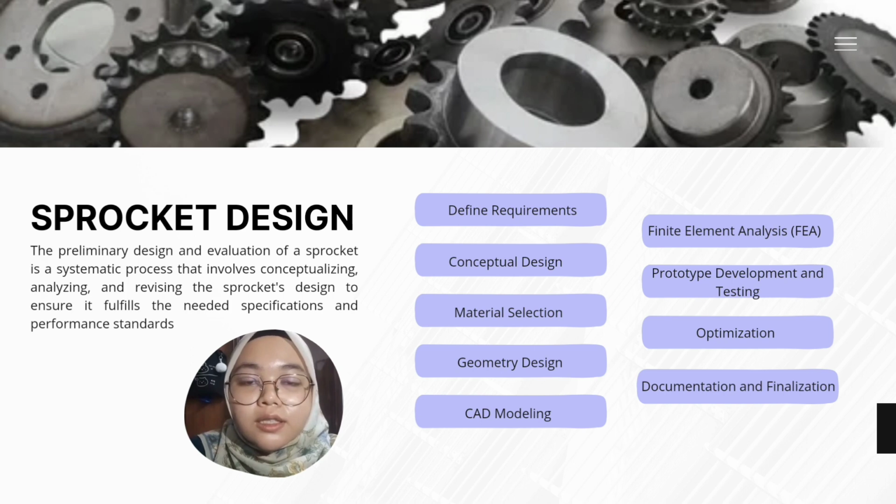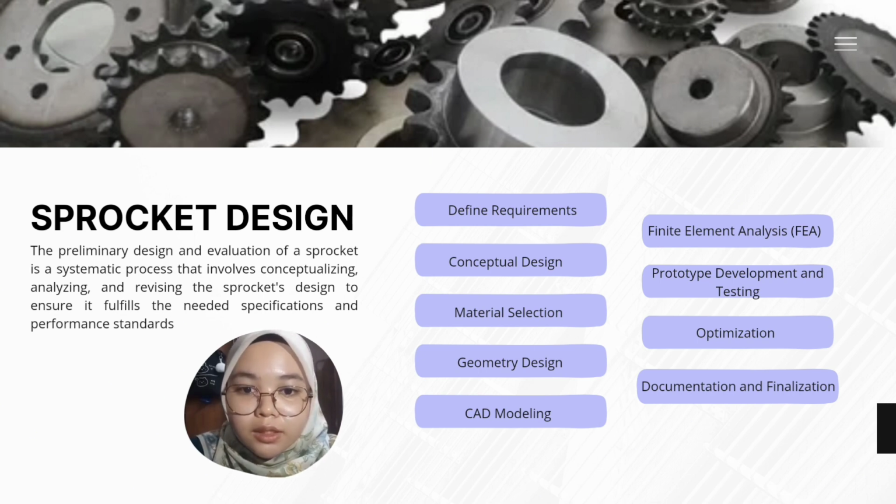To achieve the desired performance, special characteristics may be included. The next one is material selection. The preliminary evaluation selects the appropriate material for the sprocket based on factors such as strength, wear resistance, corrosion resistance, temperature resistance, and compatibility with the operating environment. Material selection is very important as it directly affects sprocket performance and durability.